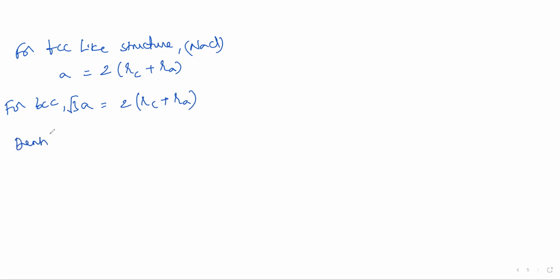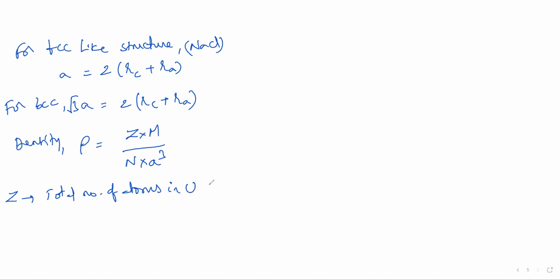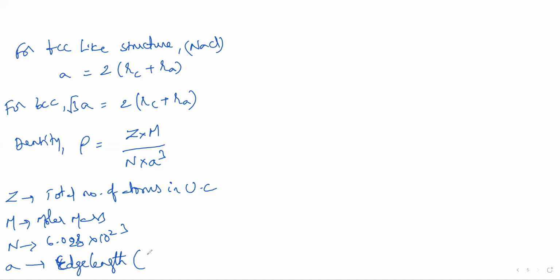Then density, it is given by ZM by Na cube. So Z is the total number of atoms in the unit cell. M is molar mass. N is Avogadro's number, 6.023 into 10 power 23. And a is the edge length. A cube means volume, right?